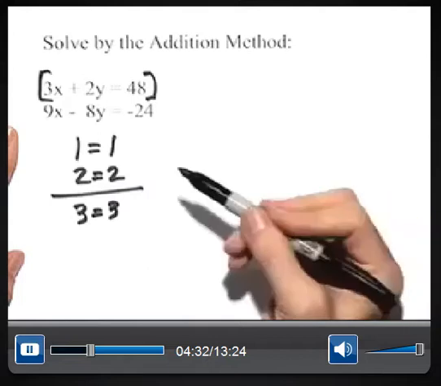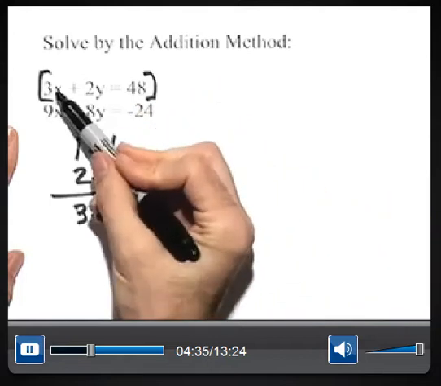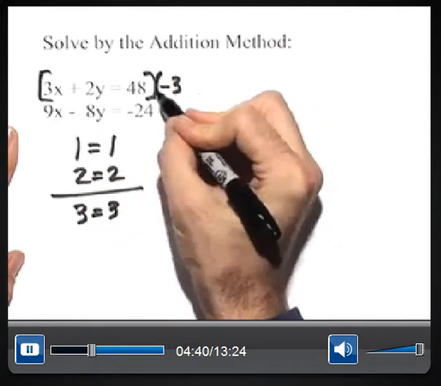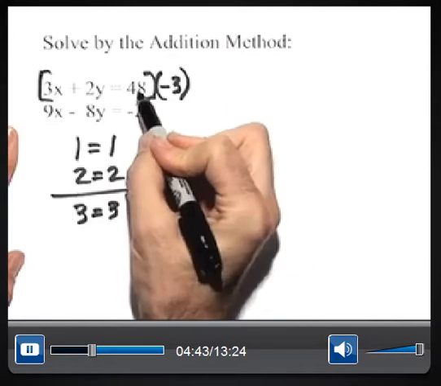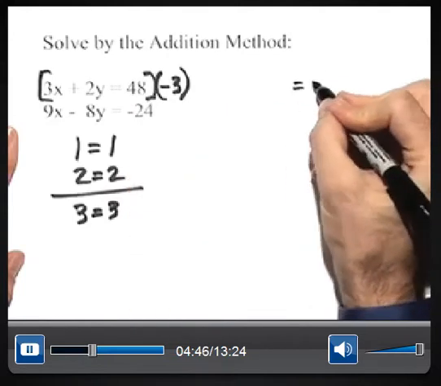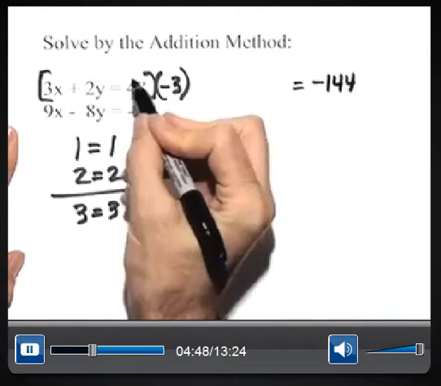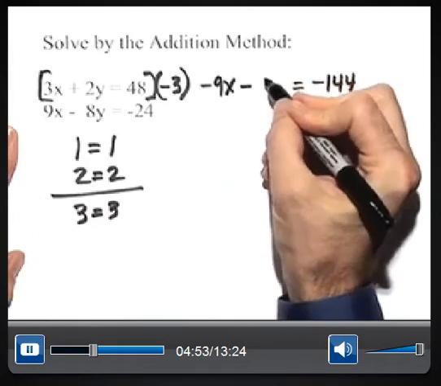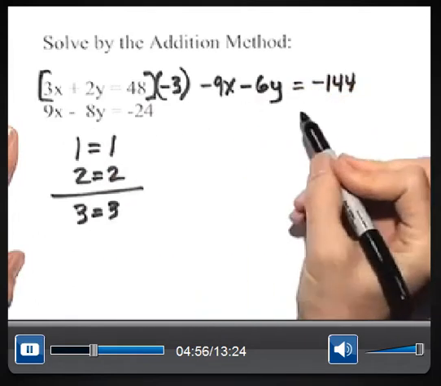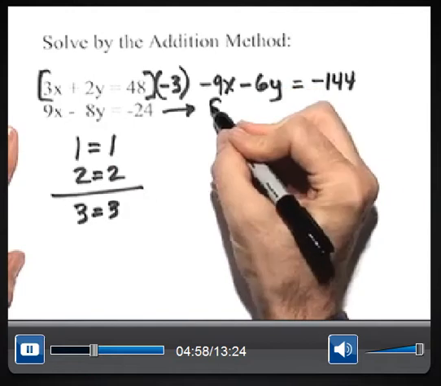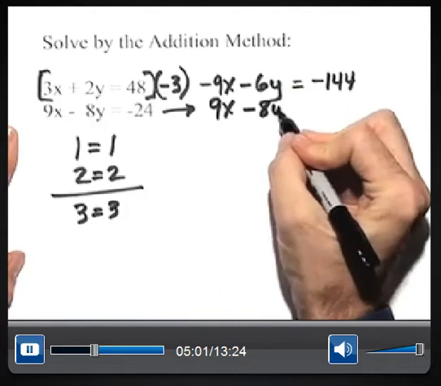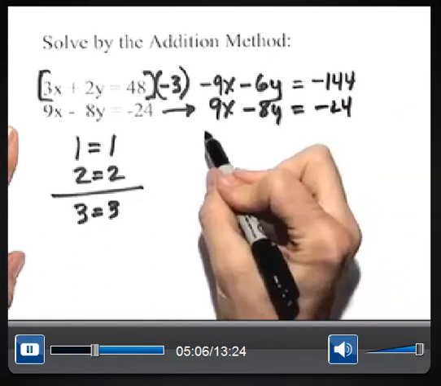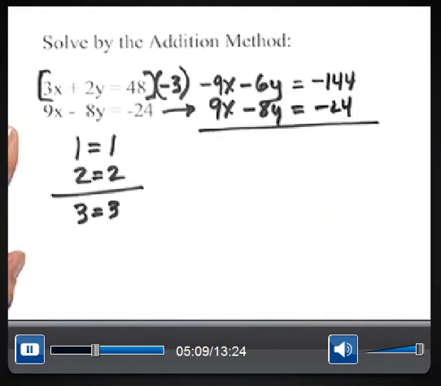So let's go with our first option and try to eliminate the x variable. To eliminate x, we want to have a -9x here. We do that by multiplying both sides of the equation by -3. So if we multiply the right by -3, we get a -144. And if we multiply the left by -3, which would have to distribute through, we would get -9x minus 6y. Now let's just bring our other equation over. Our other equation is 9x minus 8y equals -24.